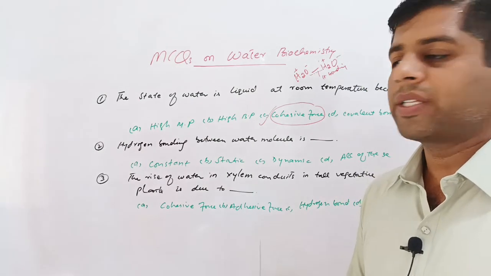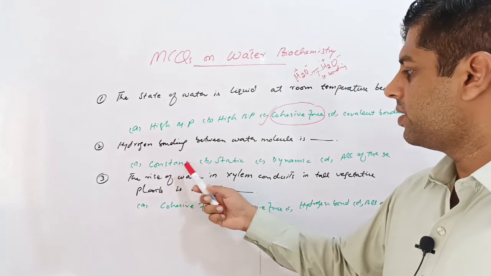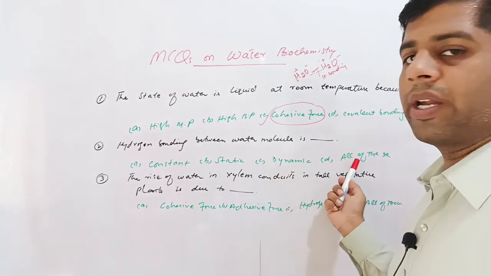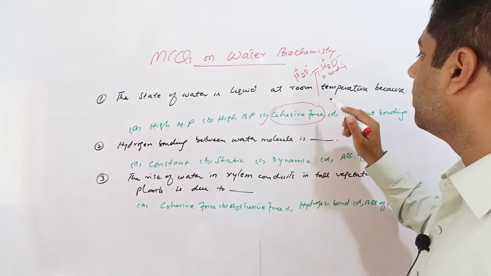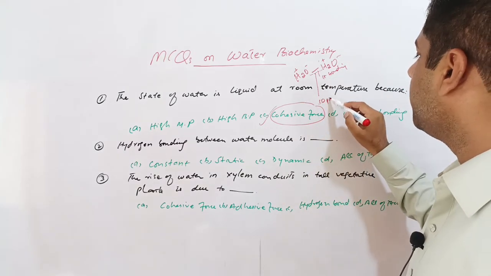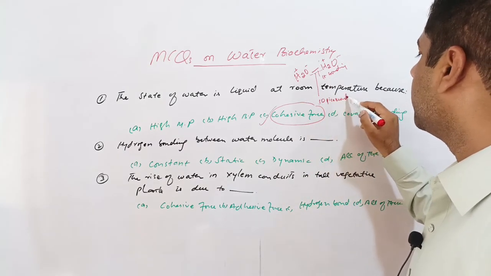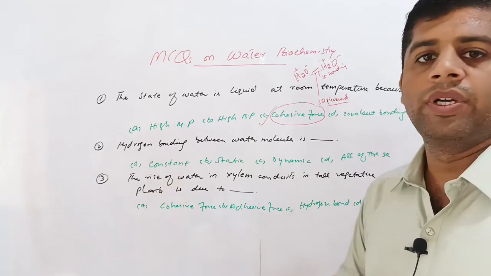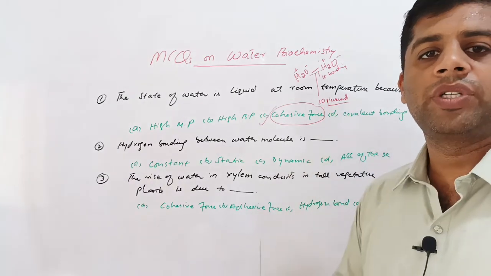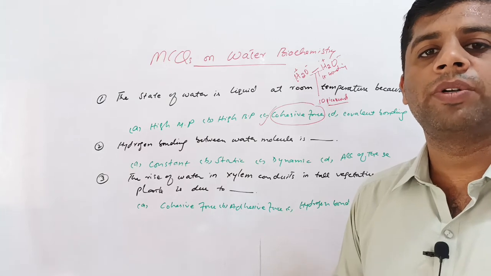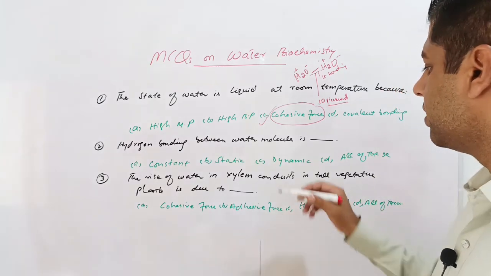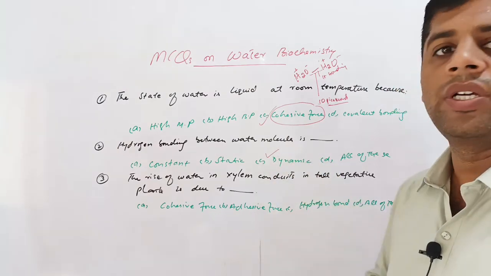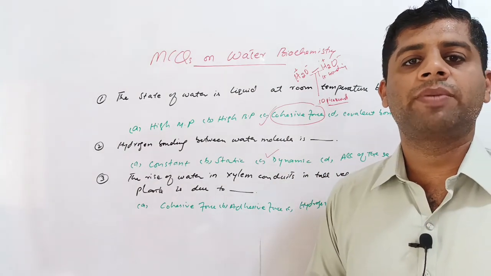So here the question is asking whether the hydrogen bond is constant, static, dynamic, or all of these are correct. It should be kept in mind that this hydrogen bond lasts for only 10 picoseconds. It's a very short time. This shortest time, 10 picoseconds, clearly reveals that the hydrogen bond between water molecules is constantly changing its position and is in a dynamic state. So hydrogen bonding in water is dynamic and only lasts for 10 picoseconds.